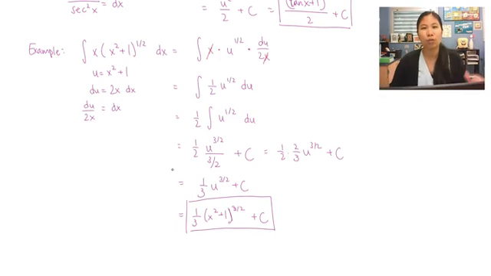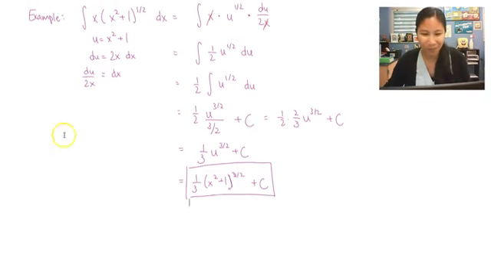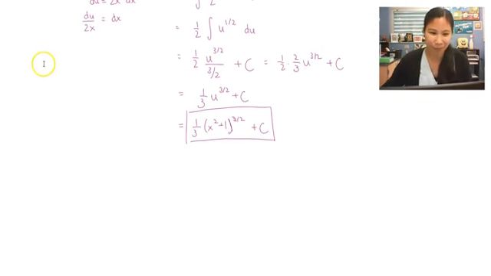So even if the derivative is not quite exact, it's okay. Because as long as it's just a constant that's different about it, then we're good. And if it's not, then it gets more complicated, but we're not there yet. So let's do another example.